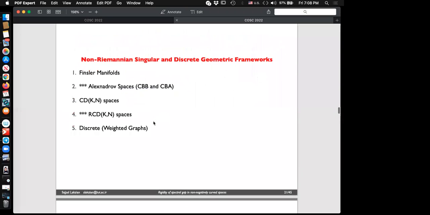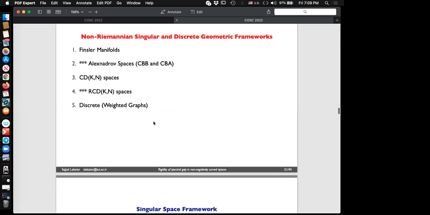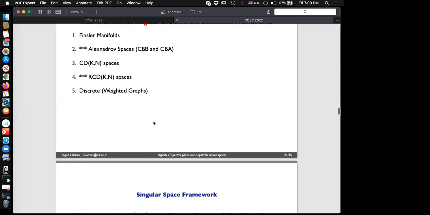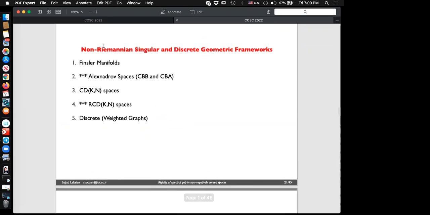Okay, so we talked about the setting of non-Riemannian spaces, as you can talk about Finsler spaces, Alexandrov, CD, RCD(K,N), or even discrete spaces, where I haven't seen anything on getting rigidity and comparison, and these kinds of things are very hard, because the Laplacian doesn't really behave in any particular way. It's not a diffusion operator, and it's more or less a mess in the discrete case. But the other ones follow the same principles and the same laws.